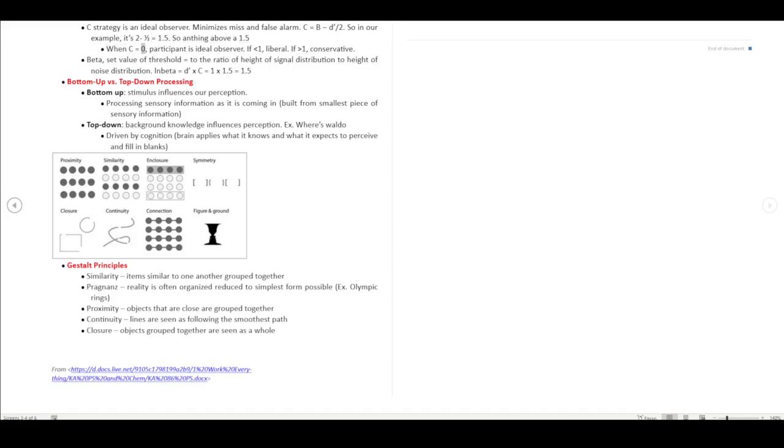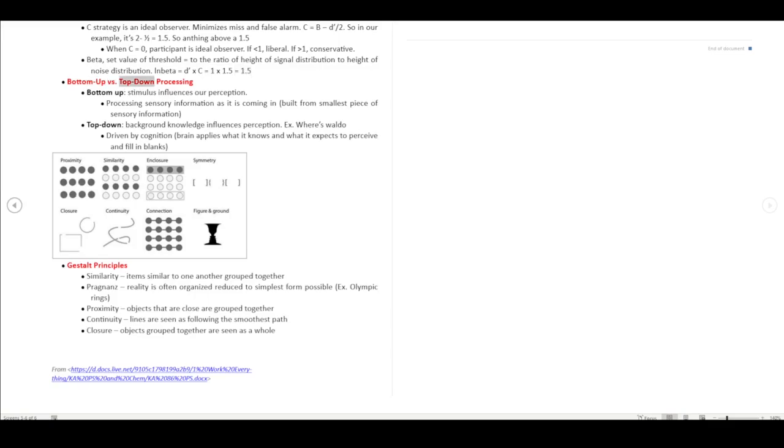When C equals 0, participant is ideal observer. If negative, liberal. If positive, conservative. Beta sets the value of threshold equal to the ratio of height of signal distribution to height of noise distribution. Beta equals D times C, which is equal to 1 times 1.5 equals 1.5.